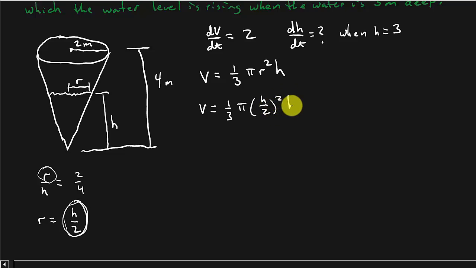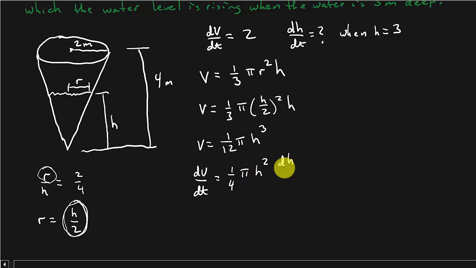2 squared times h. And so the volume is, let's see, that's going to be h squared over 4. So that's going to be 1 over 12 pi times h cubed. So that's going to be h squared times h is h cubed. Now let's take the derivative. So I've got dV/dt is equal to what? 1/4 pi h squared times dh/dt.